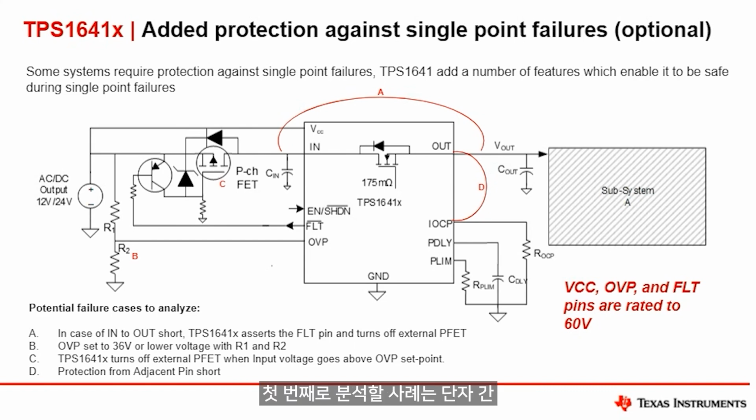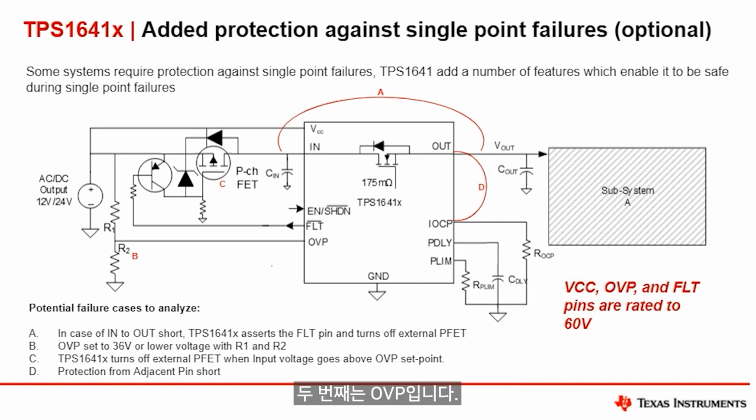So the first case we'll analyze is case A, in case that there's an in to out short across the terminals. The TPS1641 can actually detect when that's occurring by placing a dummy load and determining if current is flowing through its MOSFET. And if not, then the device will actually turn off and signal a fault on the fault pin, which can then be alerted to the MCU. So that's one of the first cases where it can provide protection against a single point failure.